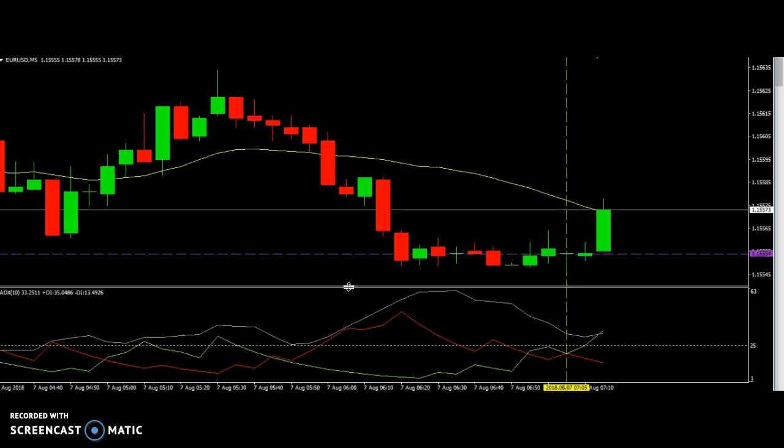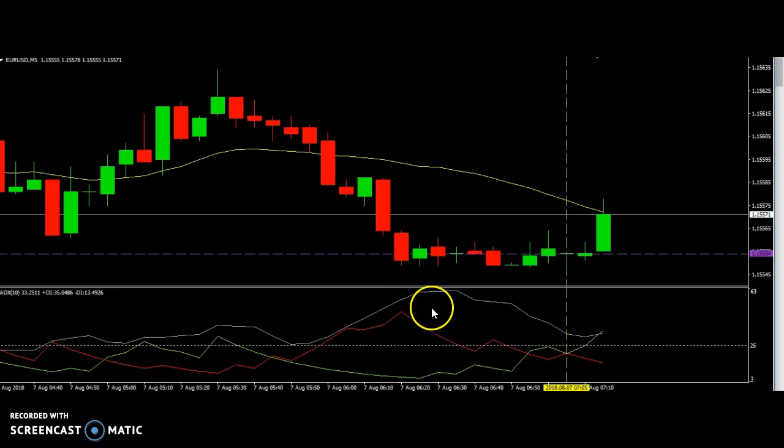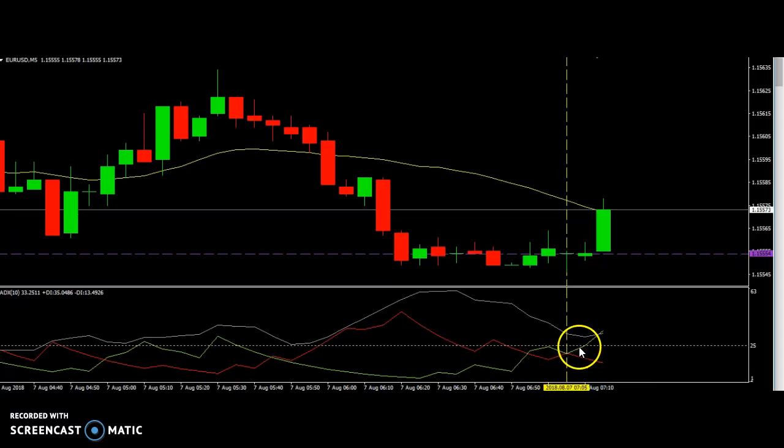And as you can see here, I took a trade here, or I marked a trade here. You might ask why, and I'm not really very technical to explain the whole thing, but I'll do my best. But there are plenty of videos out there that explain it. Basically, you have a positive and a negative line, and this is the ADX line.